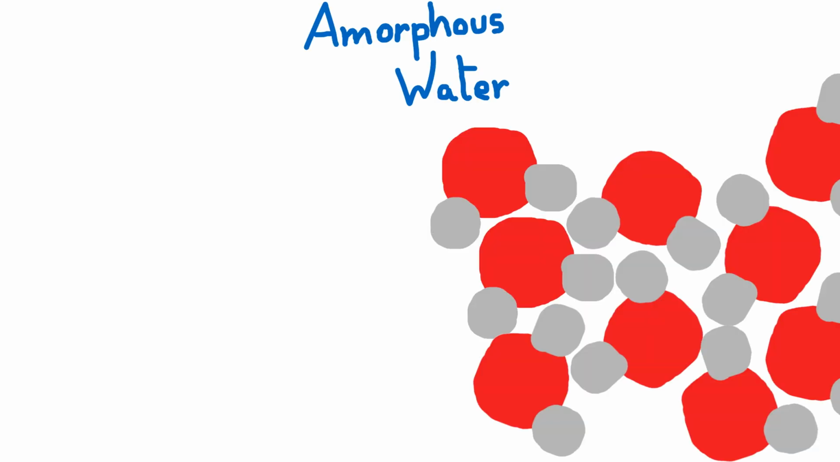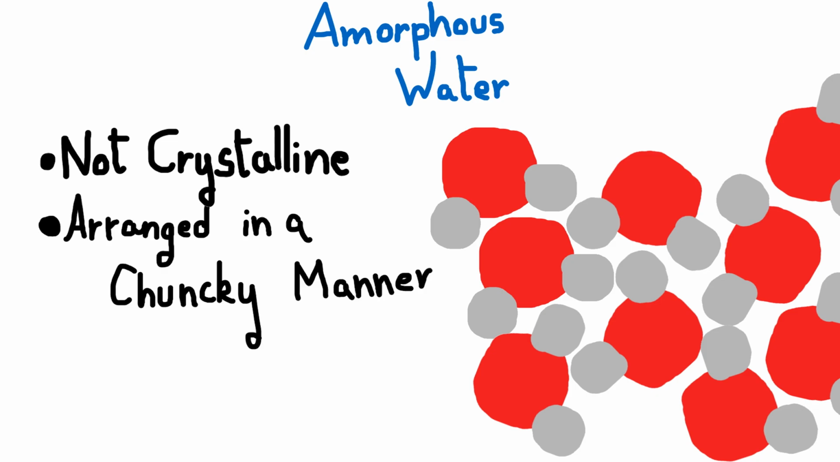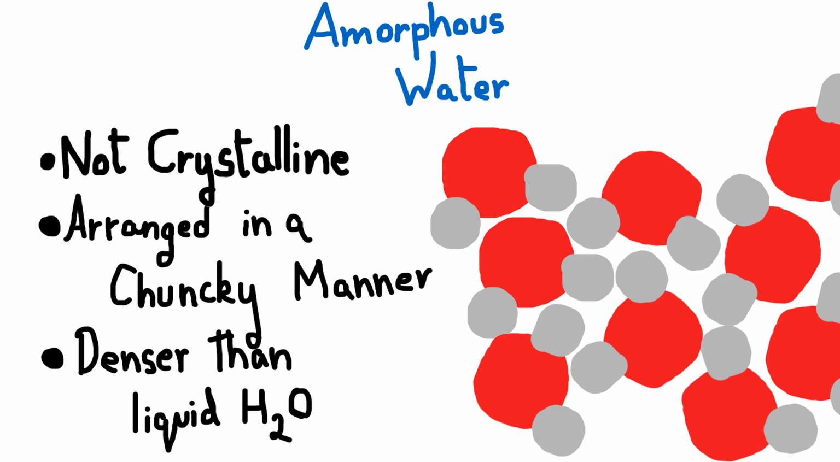Well, like all substances, water does have a non-crystalline solid form, amorphous water. Here, the molecules of H2O are arranged in a somewhat chunky manner. There might be certain parts where the molecules have crystallized, but as a whole, they do not align themselves in a single crystalline structure. This means that this form of water is denser than liquid water.